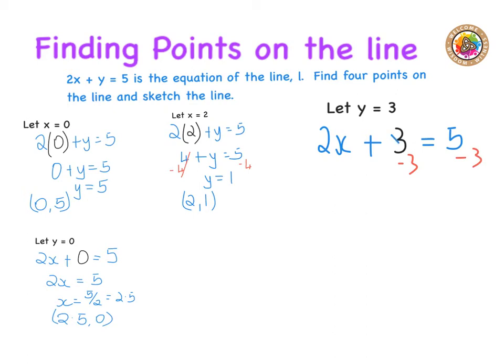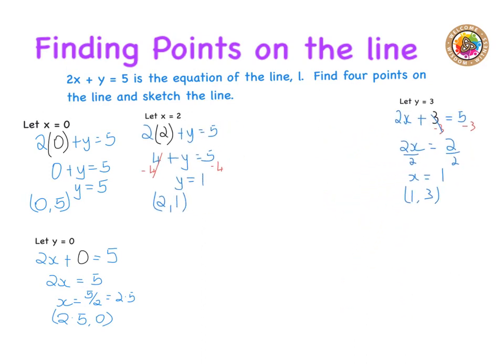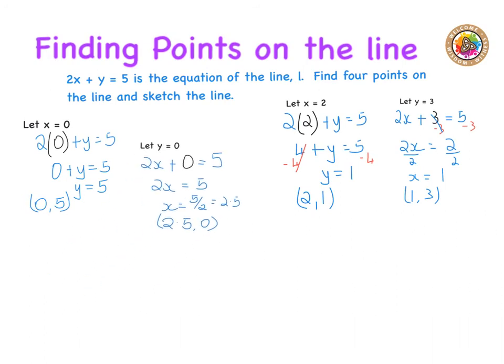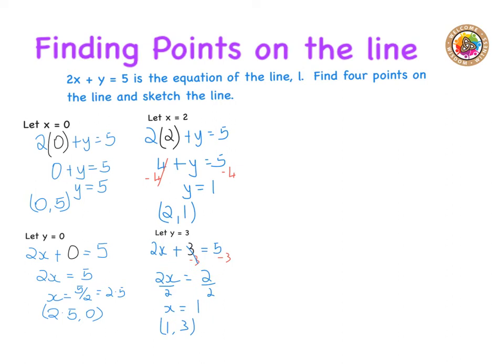So that leaves me on this side with 2x is equal to 5 minus 3, which is 2. And to get x on its own, I'm going to divide by 2, and that gives me x is equal to 1. So that means the point here is the point (1, 3). Okay, so that's 4 points sorted out for this equation of the line. So you can see there was coordinate 2, coordinate 3, and in fact I'll put them all over here, and coordinate 4.